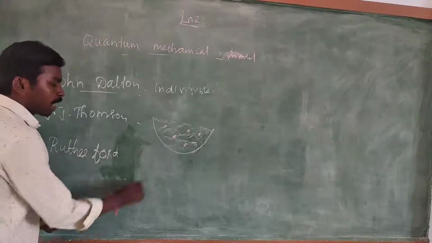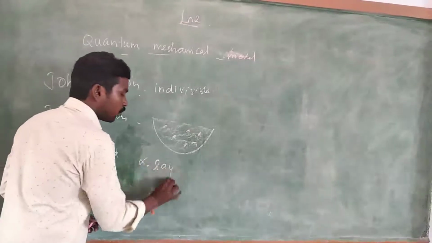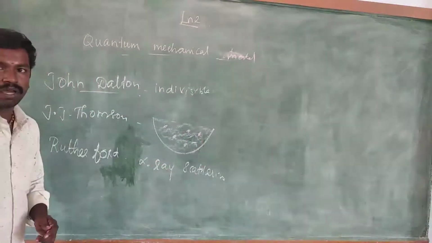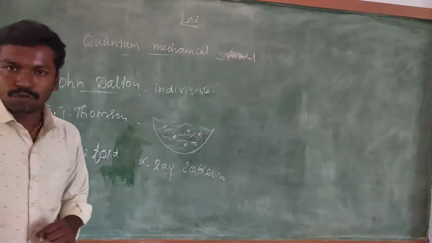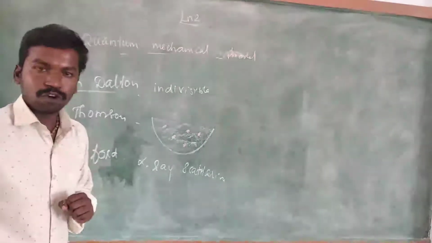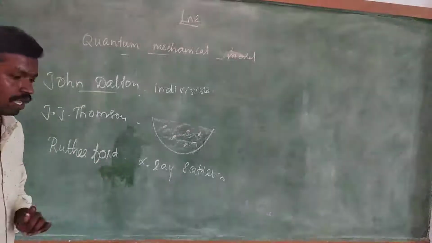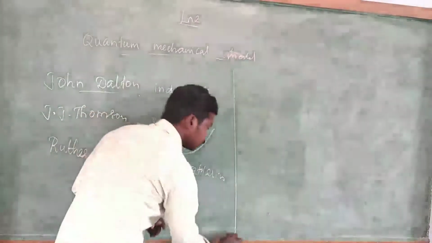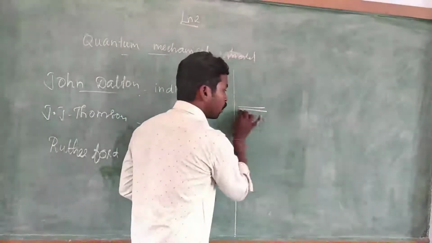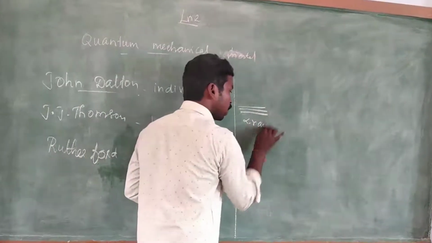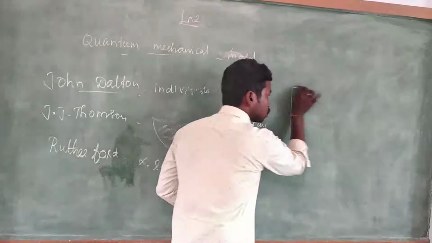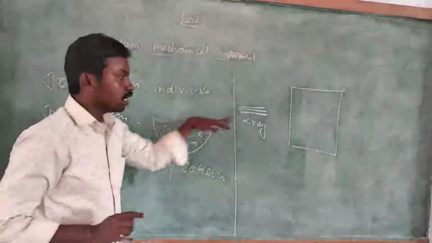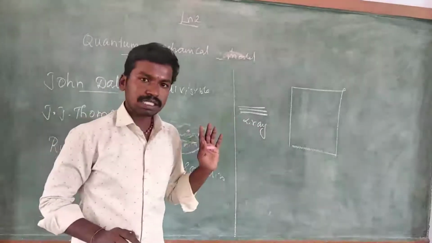Rutherford performed an experiment called alpha ray scattering experiment. This is the experiment done by a scientist called Rutherford. What is the experiment done by Rutherford? It is called alpha ray scattering experiment. He takes a beam of alpha rays, and the beam is passed through a thin gold foil. Gold sheet எடுத்துட்டு அதன் வழியா alpha ray was passed.